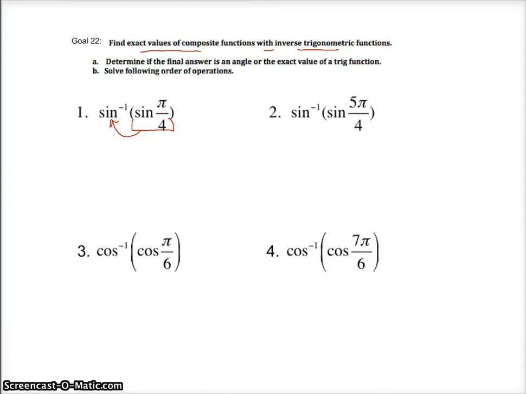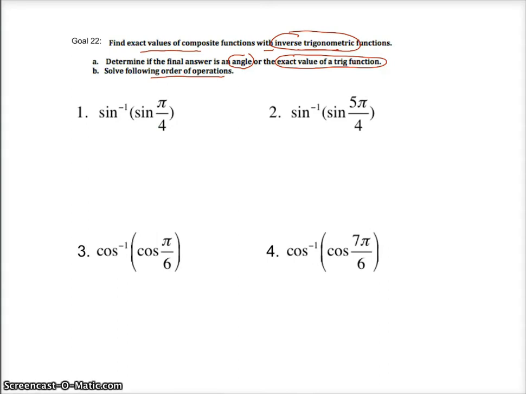Additionally, when you are solving for composite functions that contain inverse trig functions, it's important to first determine if your answer is going to be an angle or the exact value of the trig function. And then finally, it's important to always remember to follow order of operations. So let's take a look at number 1.